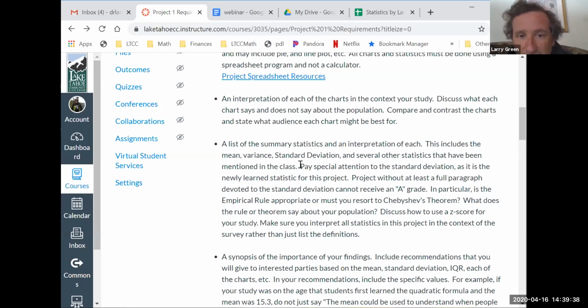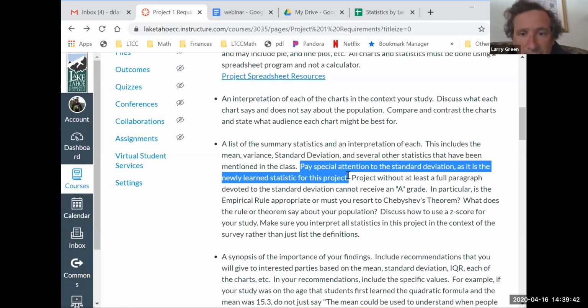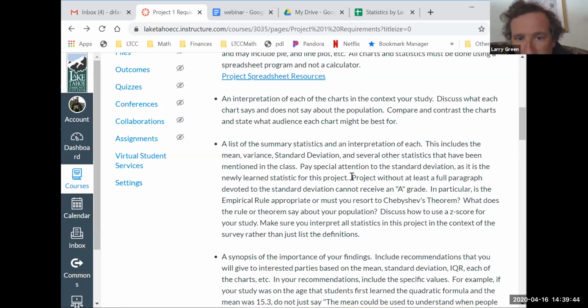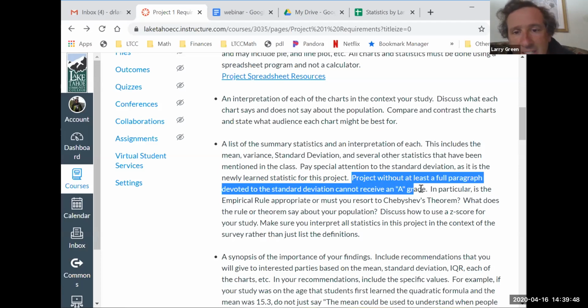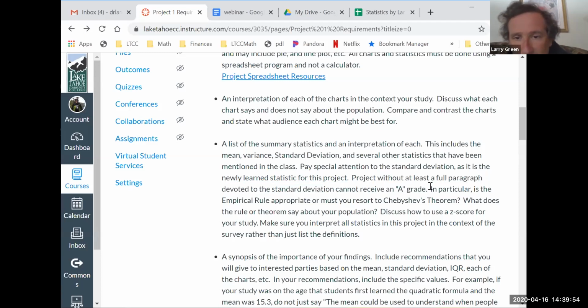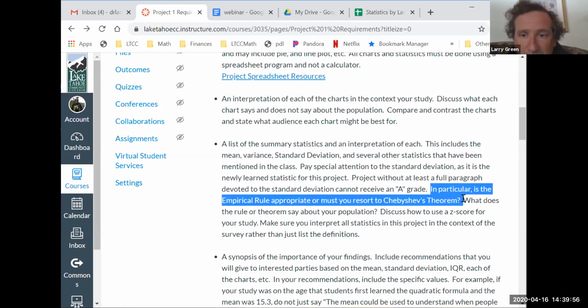Now read this. Pay special attention to the standard deviation. Projects without at least a full paragraph on the standard deviation cannot receive an A. I take off lots of points if you don't. In particular, is the empirical rule appropriate, or must you resort to Chebyshev's theorem? I want you to look through the book and read about that.